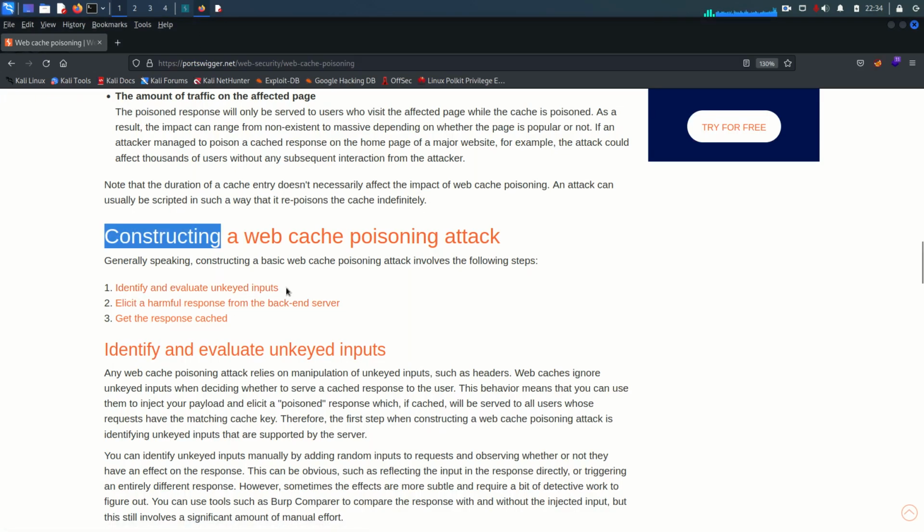So now suppose you get the expected response from the server, then what you do, and we also covered this, is get the harmful response from the backend server. So first of all, find the unkeyed input, and if you find it, then you try to get a harmful response from the server, and you want that response cached in the cache memory, so that any user who comes to access that web service or website, that response will be served by the cache to all of those users.